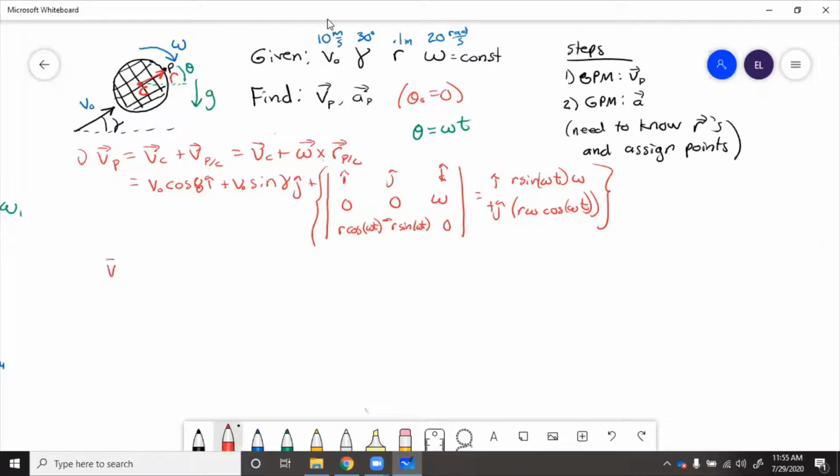So VP equals V initial cosine gamma plus R omega sine omega t in the I hat plus V initial sine gamma plus R omega cosine of omega t in the J hat.